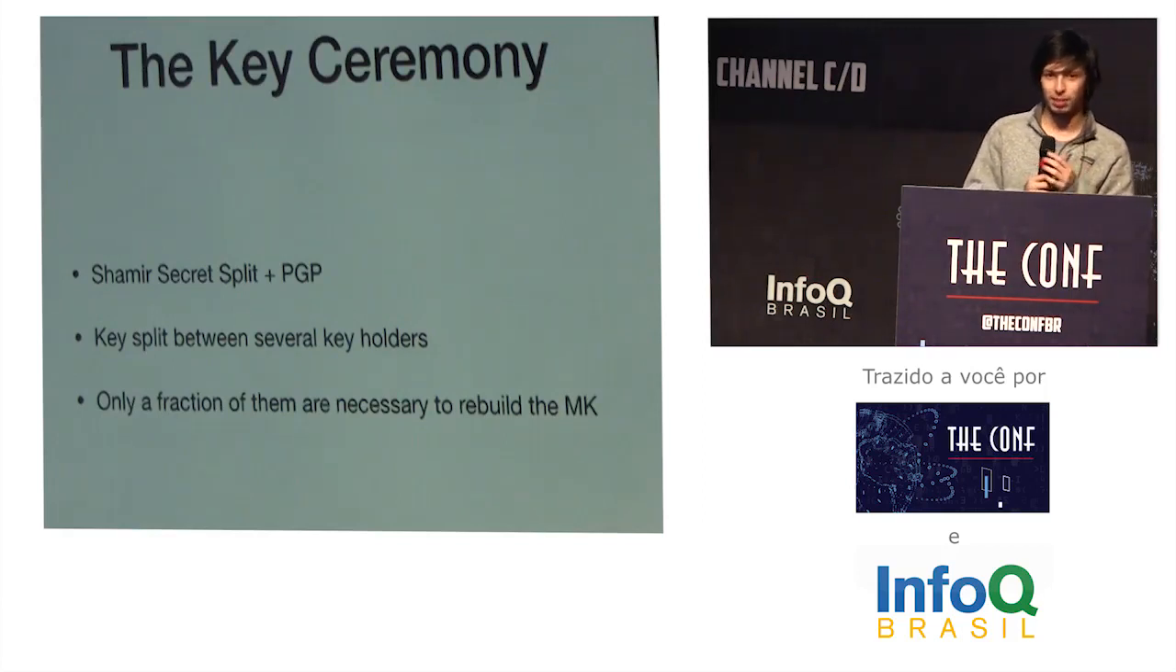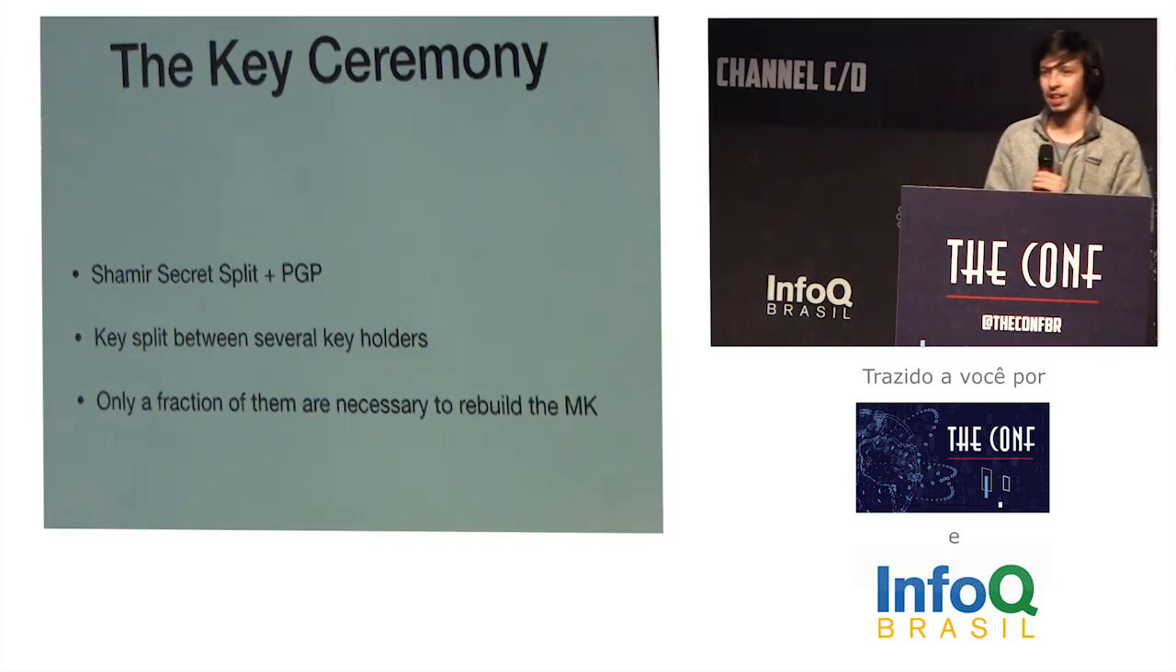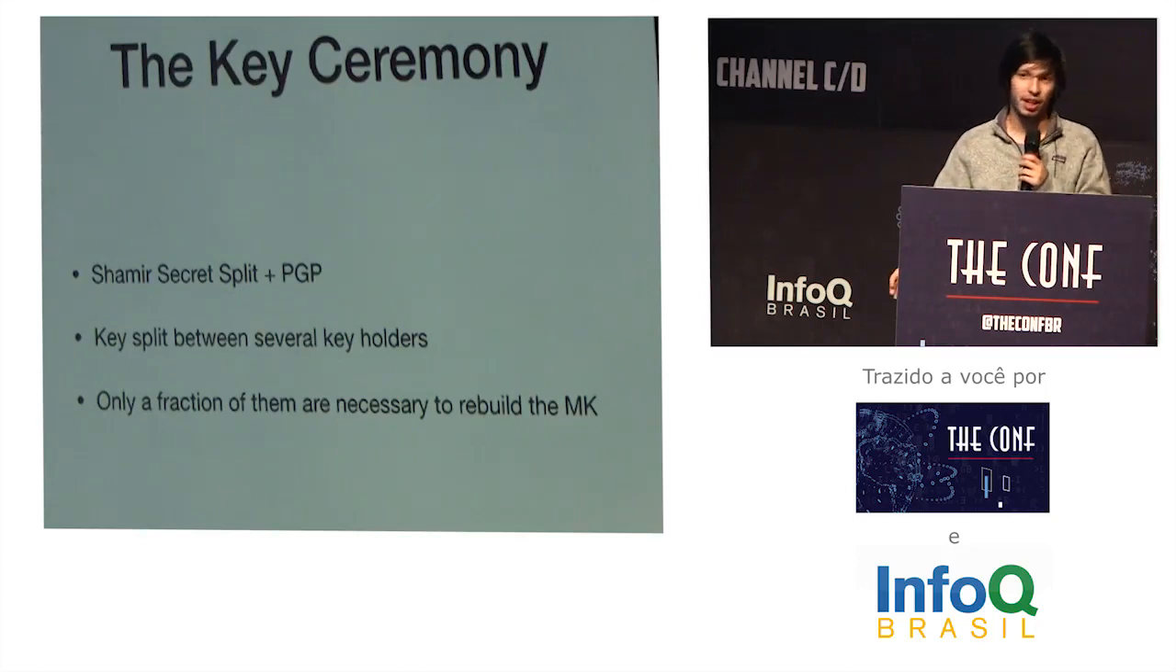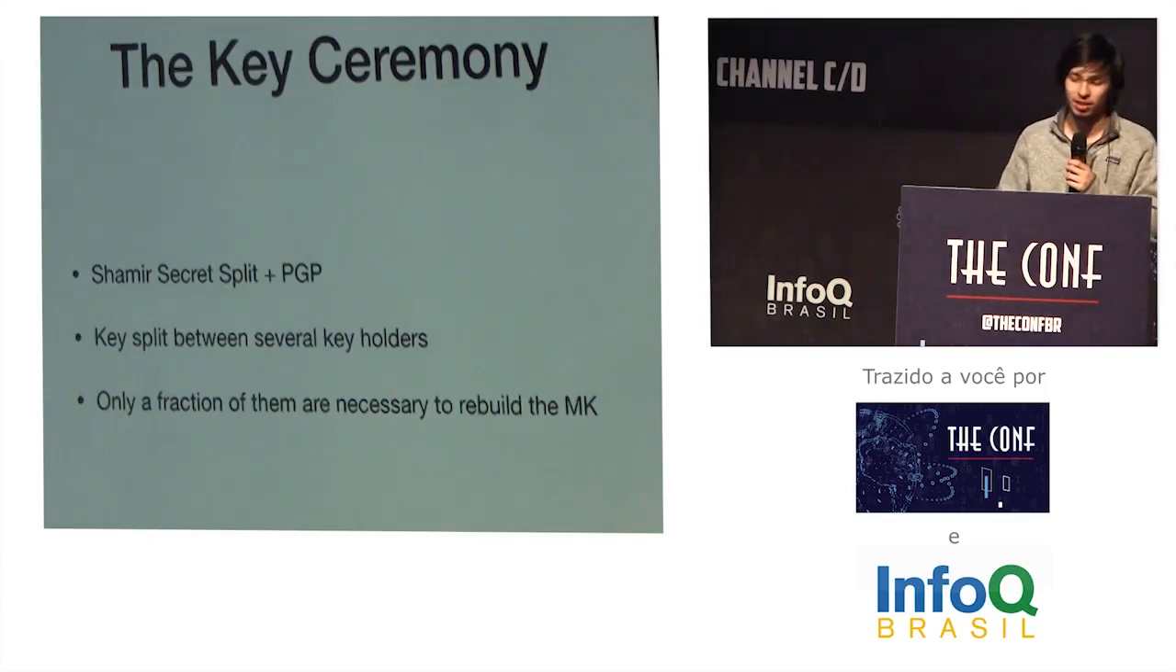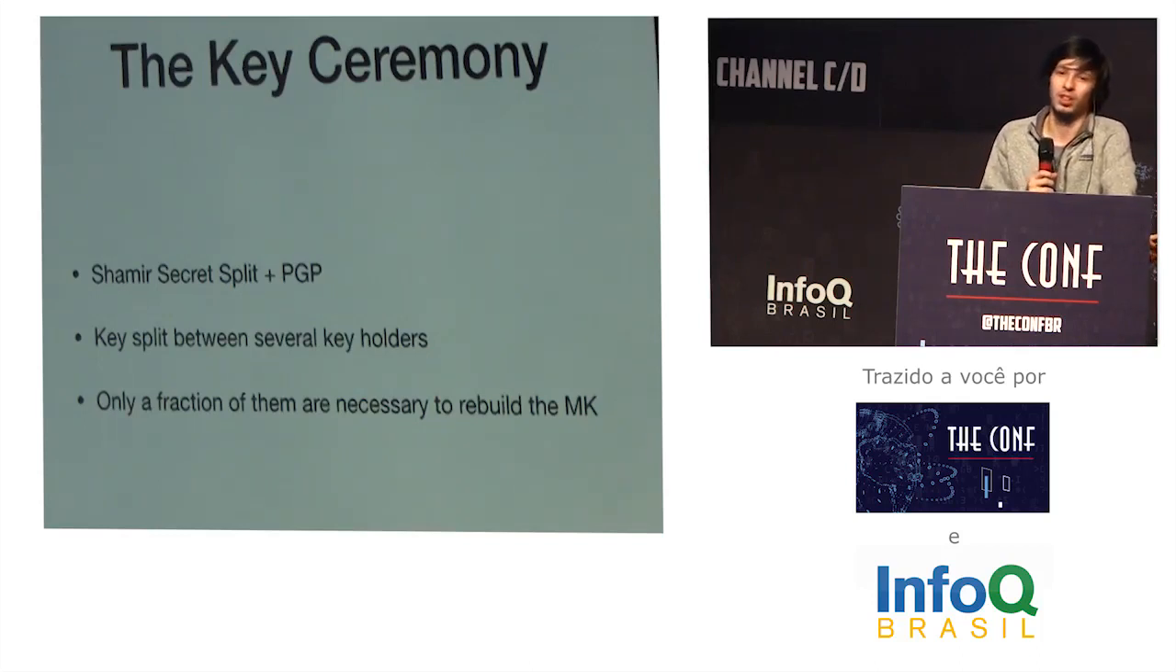Basically, how it works: the master key is split using an algorithm called Shamir Secret Sharing. Vault does everything automatically, and then encrypts each share with the PGP key of each key holder. The key is split between several different key holders that you can trust, and only a fraction of them are necessary to rebuild the master key. You need to rebuild the master key whenever you restart the Vault server.